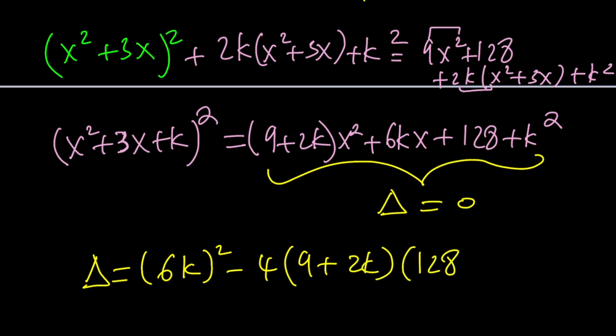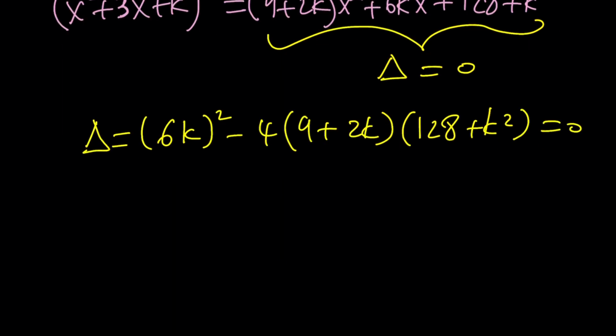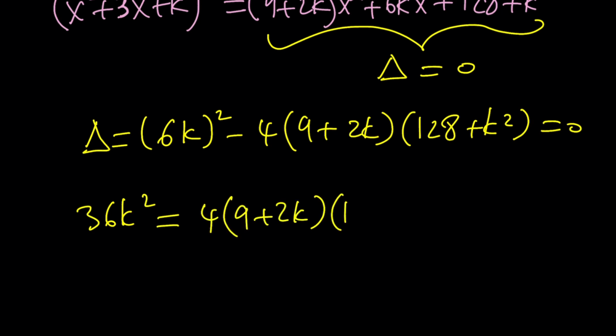Awesome. And that's equal to 0. Beautiful. Now we can put things on either side. This is 36k squared, and this is equal to 4 times (9 plus 2k) times (128 plus k squared). From here, we're going to try to find the k value. But first, let's simplify this a little bit. 4 goes into 36 9 times, and this gives us a nicer equation.